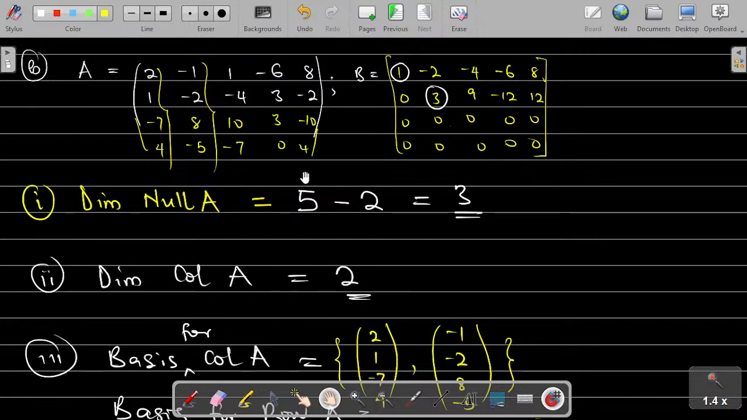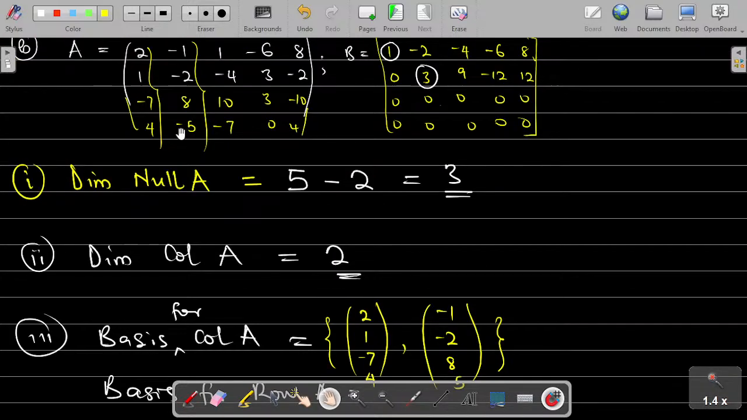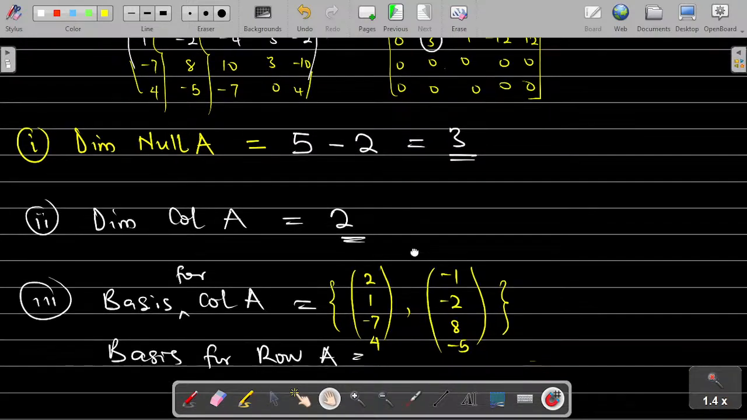If column 4 or column 5 had a pivot, then you would also pick that column of the original matrix. But when it comes to the basis for the row space, you are not picking from the original matrix. You are picking from the reduced matrix. And what are you picking? You are picking the non-zero rows.